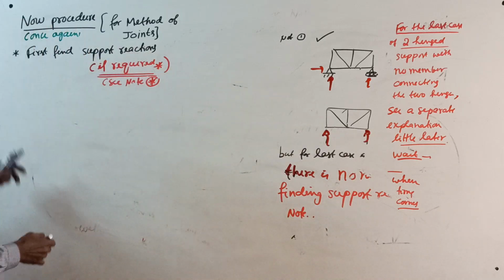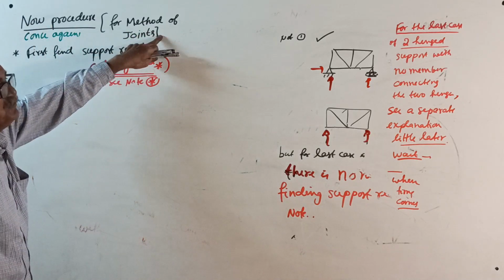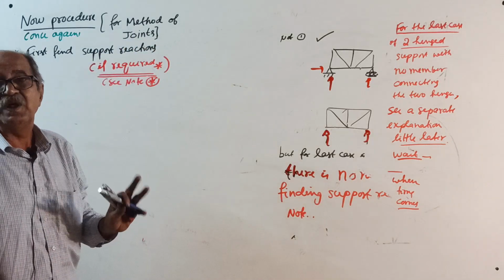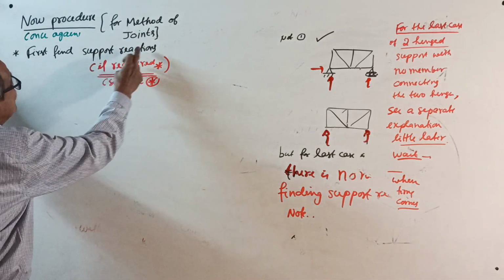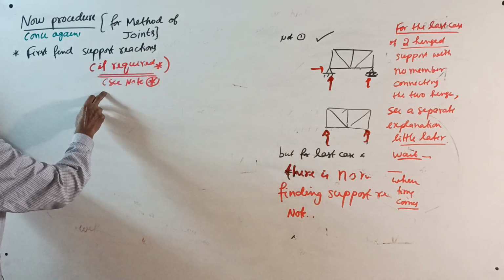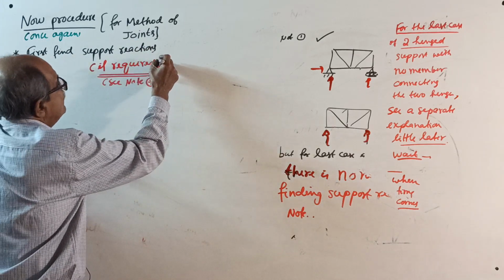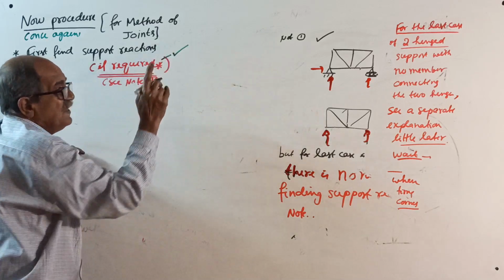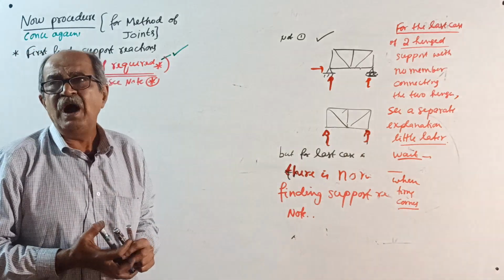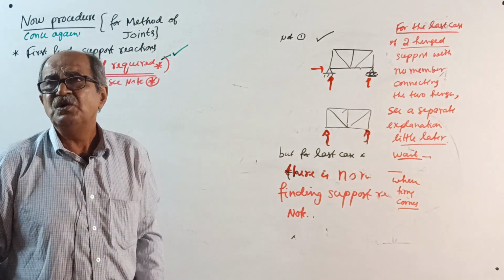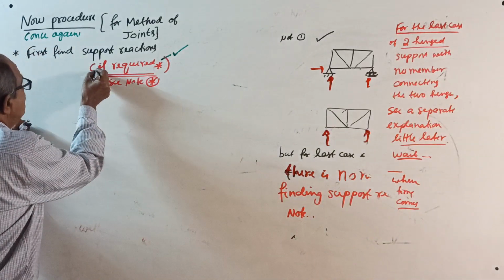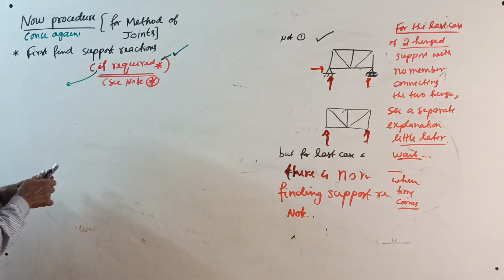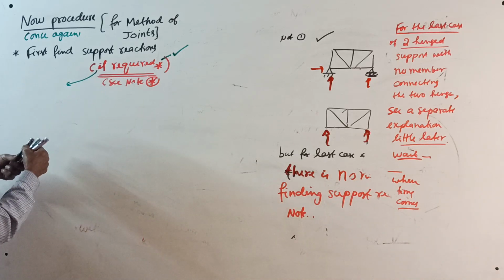Okay, start. Again write, for method of joints. See, now this is the best one. First find support reactions if required. Now, we need to know what that "if required" means. You write here: what is that "if required"? He told you, you can make a note here. If required means make a note here.